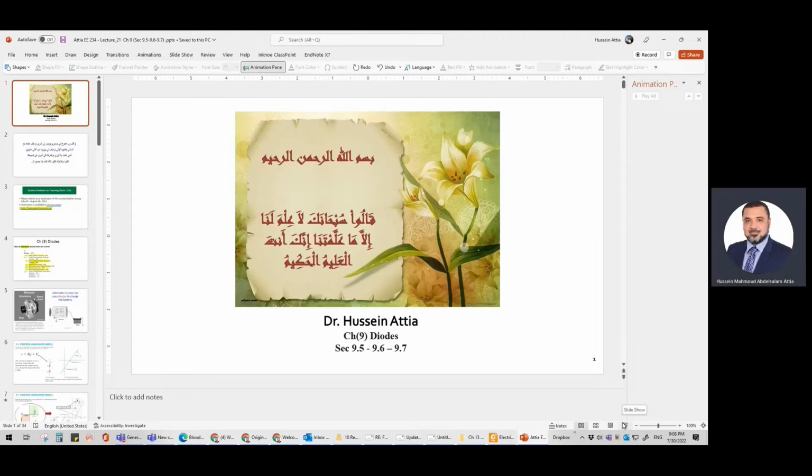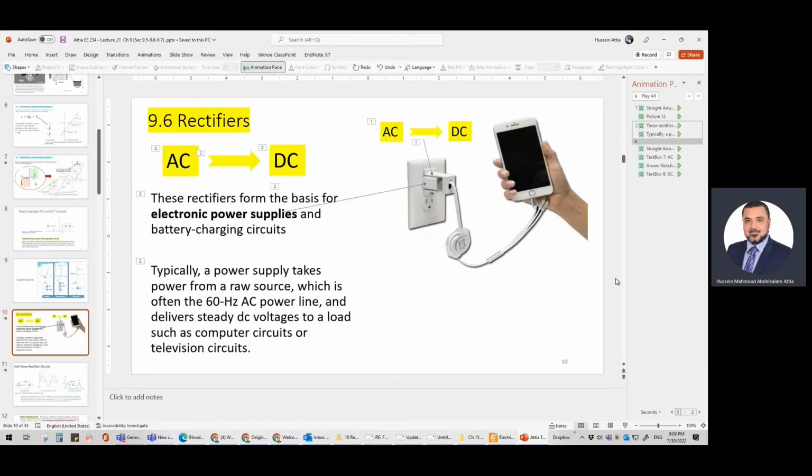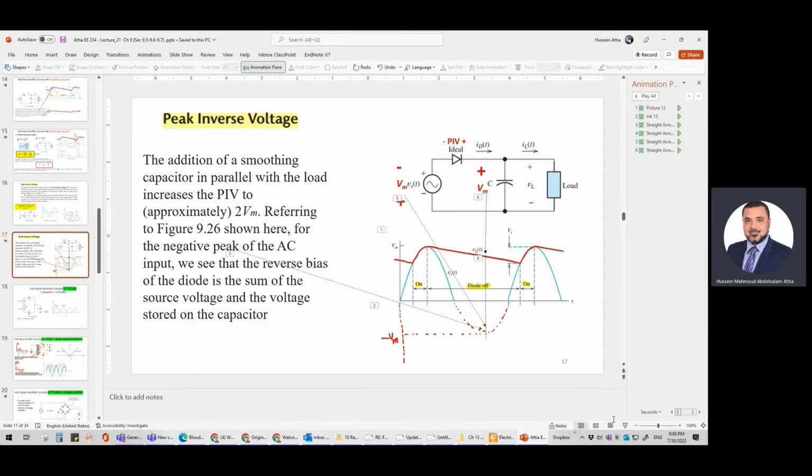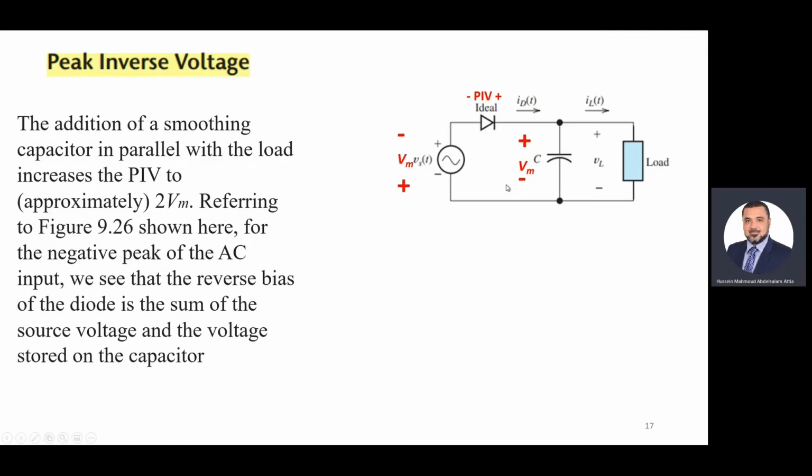We continue our part 2 of the video about reviewing the rectifier and the clipping circuit. Section 9.6 and 9.7. Last thing we stopped at was peak inverse voltage in case you have capacitor connected to the load. So here we have capacitor connected to the load.